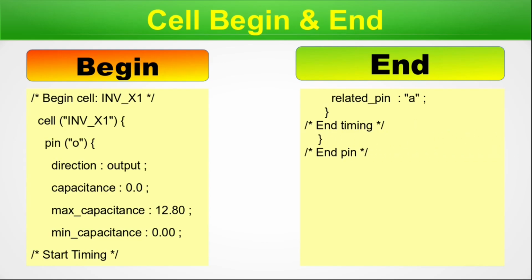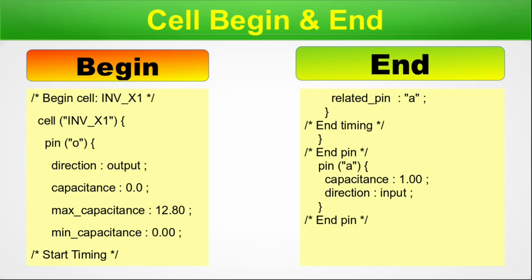We go here, end pin, the pin is closed. Next, the next pin comes, pin A, because it's an inverter. There are only 2 pins, one is O and another one is A. It has capacitance 1.0, direction input, and we close pin A. We end pin here. So these are comments. The slash-star and then the star-slash define the comment. We close it and then we close the entire cell, end cell inverter_x1. So thus the beginning and the end of each cell will be there.